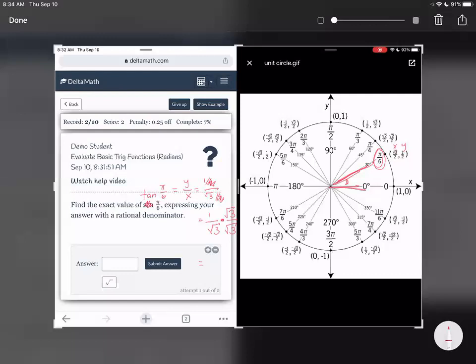Okay, so then multiply the top across. 1 times root 3 is just root 3. And on the bottom, root 3 times root 3, that actually gives us 3. So then our 1 over root 3 has now become a root 3 over 3. So does anyone have a question on that? Or anything here?